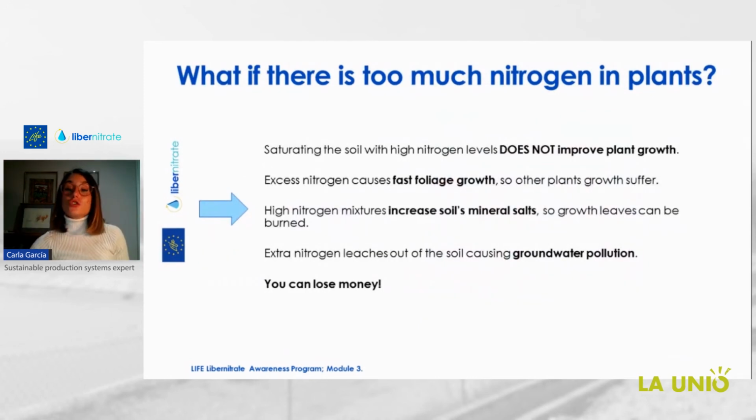What if there is too much nitrogen in plants? Well, we need to take into account 5 points. Saturating the soil with high nitrogen levels does not improve plant growth. Excess nitrogen causes fast foliage growth, so other plants' growth suffers. High nitrogen mixtures increase soil's mineral salts, so growing leaves can be burned. Extra nitrogen leaches out of the soil, causing groundwater pollution, and you can lose money.